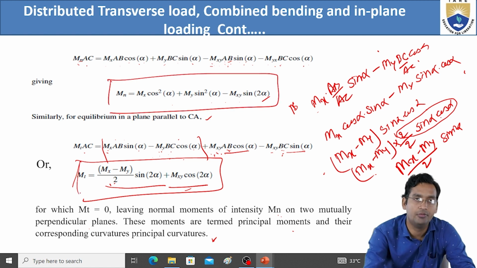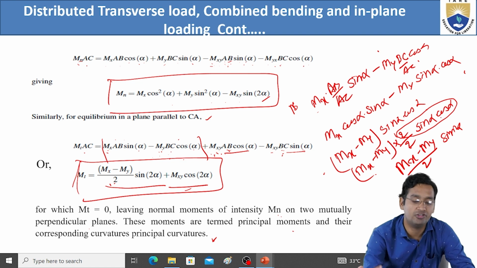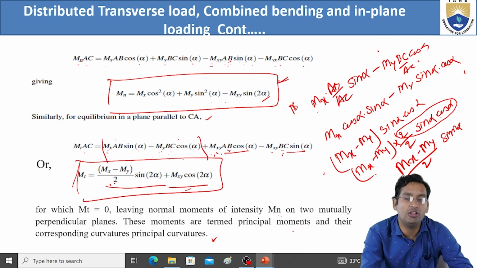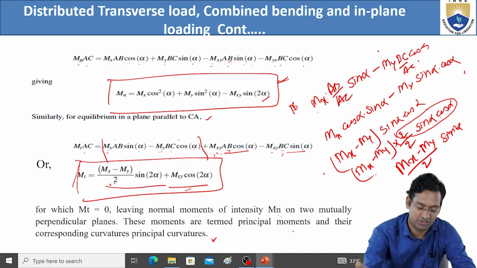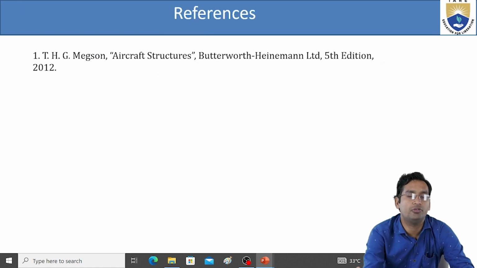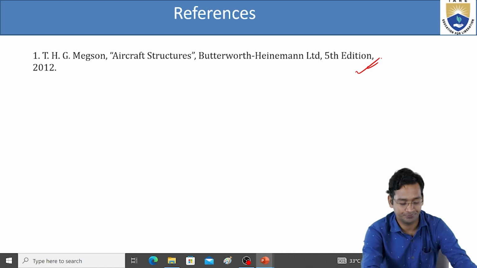So for which Mt equals 0, when Mt will be equal to 0, what happens? Only the normal moments will be there. This is right on two mutually perpendicular planes. These moments are termed as principal moments. So when Mt is 0, then only the normal moment will be there, and that normal moment is termed as the principal moment. This is again the reference which you can refer to, aircraft structures by G. Same book you can refer.